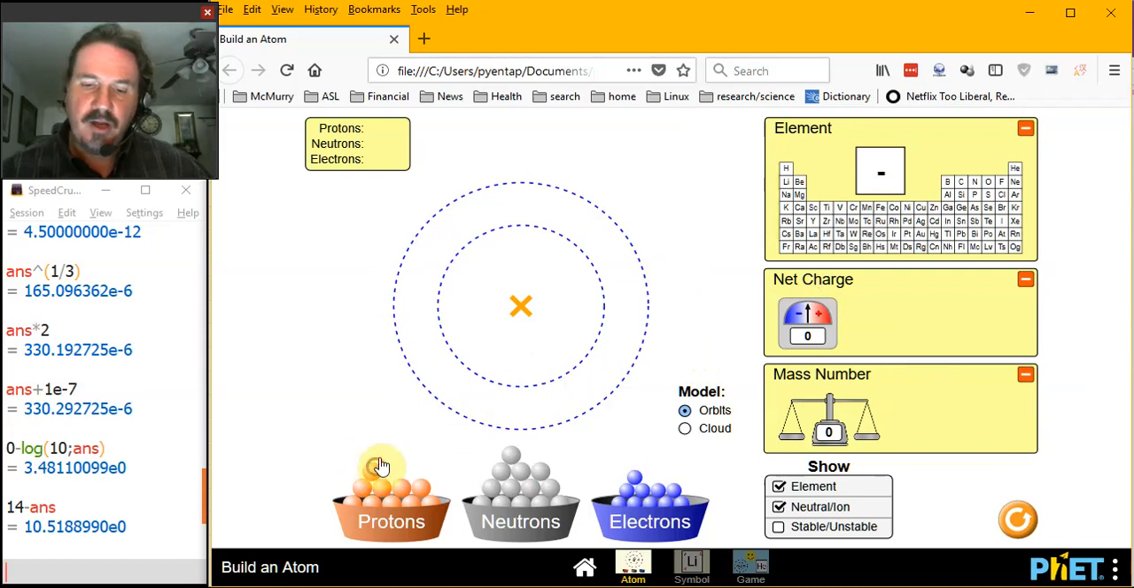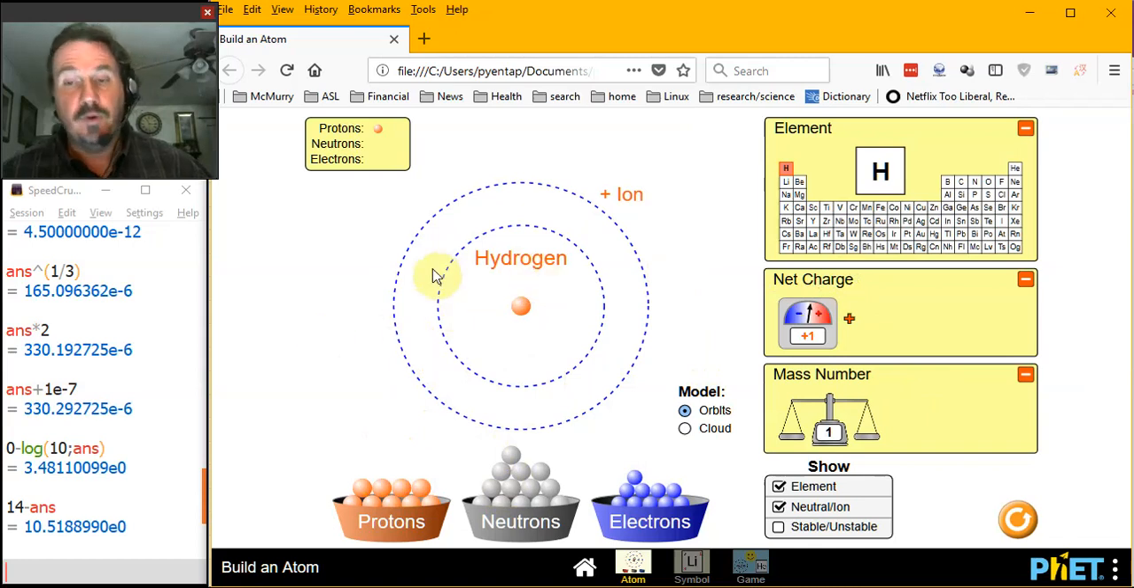If I add a proton over here, that would be called hydrogen because there's 1 proton, and it's got a charge of +1. The mass is also 1. Adding a neutron to that, there we go. Now its mass is up to 2, but its charge is still +1 because, again, neutrons are neither positive nor negative.